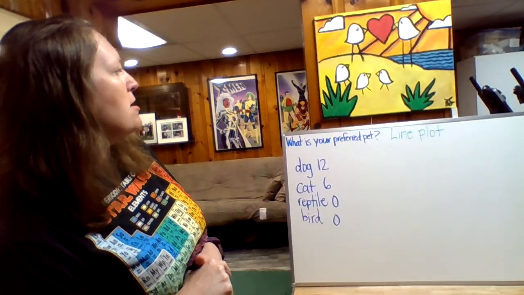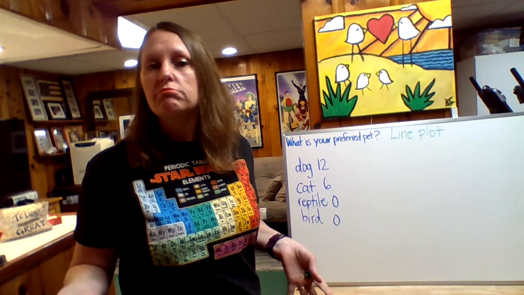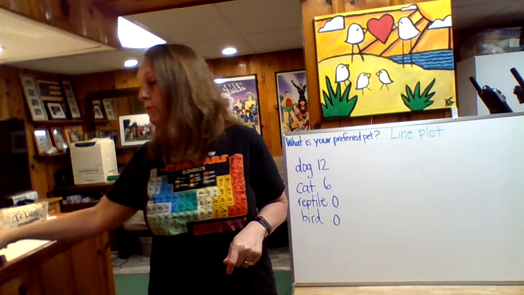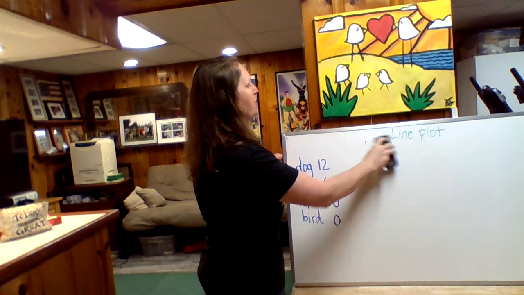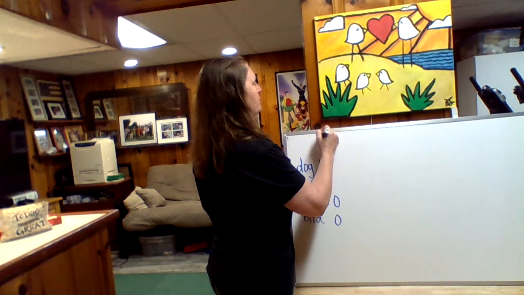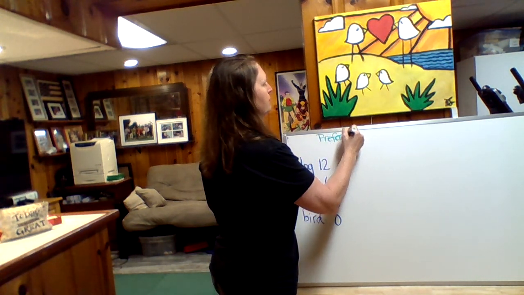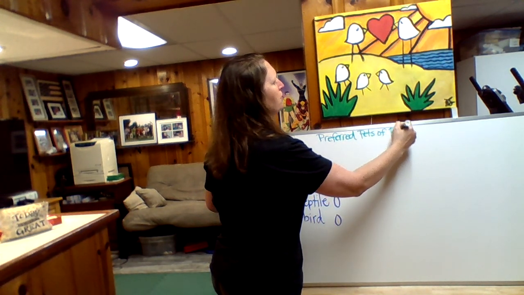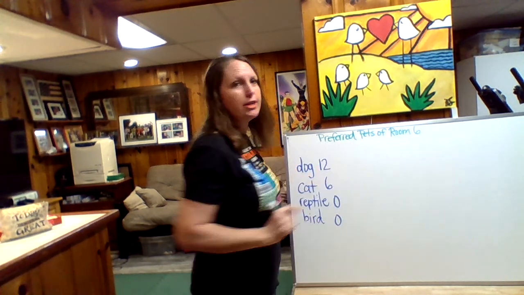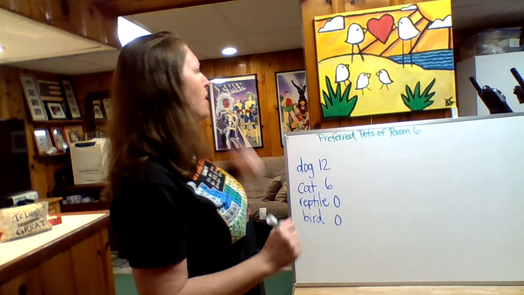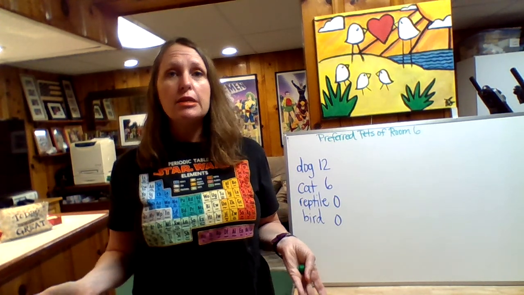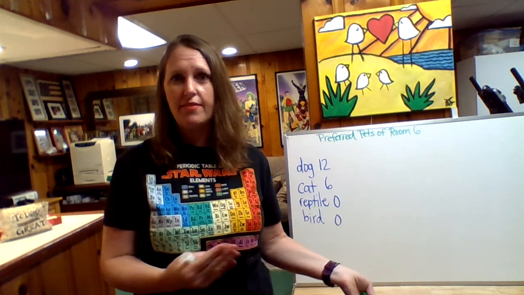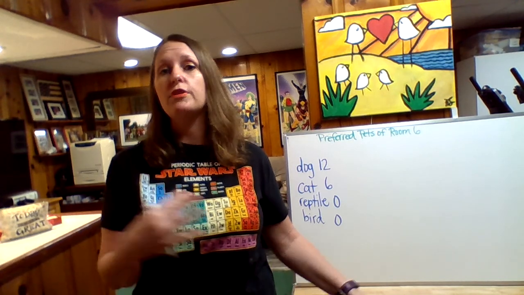So I'm thinking about preferred pets in room 6. I'm going to erase this. I might run out of some room. Preferred pets of room 6. Notice that I have capital letters because it is a title. You always have to include that. I'm not saying pets in room 6 or pets of room 6 because these are not pets that you reported out to me that you have. Remember, these are the ones that we wish that we had, or of these choices, these are the ones that we would have.